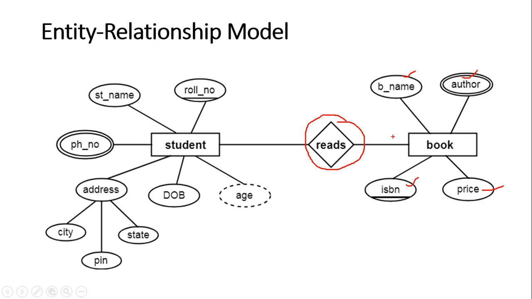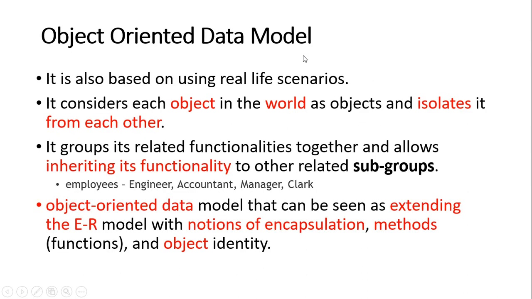You can also have something called cardinality. We will see that when we really look into the model. This is a general description of this particular model. So this model is the entity relationship model. Let's go to the next model that we have.